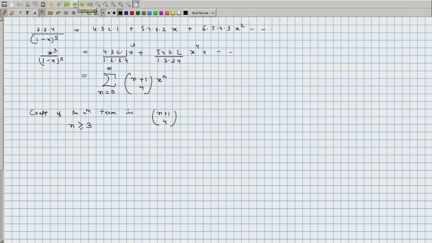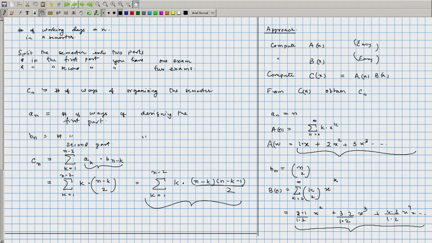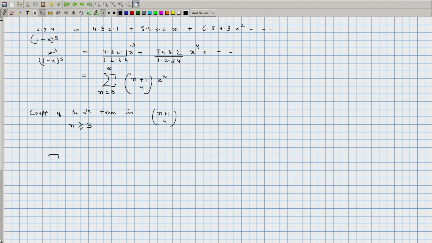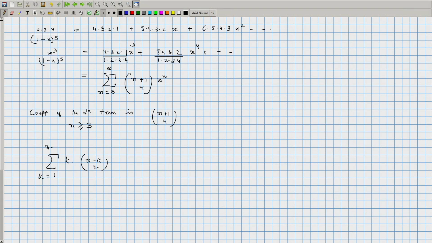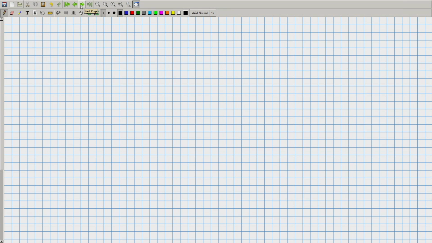Okay. So, that is basically the answer of that combinatorial identity, summation k into (n minus k) choose 2, k going from say 1 to n minus 2. This will be equal to n plus 1 choose 4. Now, let us look at one more problem. We will not do it in this detail, we will just quickly rush through the problem.